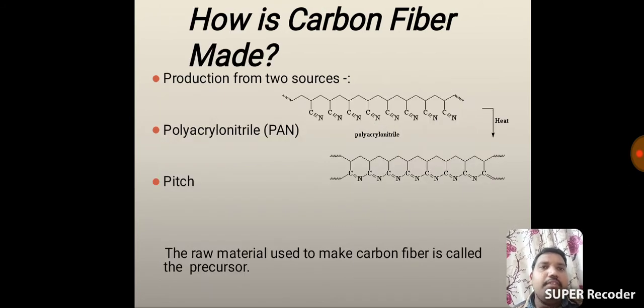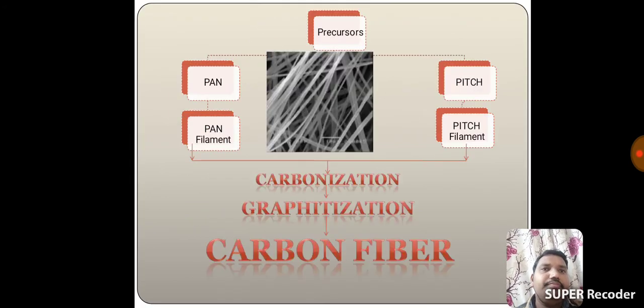How is carbon fiber made? Production is from two sources, polyacrylonitrile and pitch. The raw material used to make carbon fiber is called the precursor. Polyacrylonitrile is heated to form carbon fiber. Precursor means the raw material which is used in carbon fiber preparation.